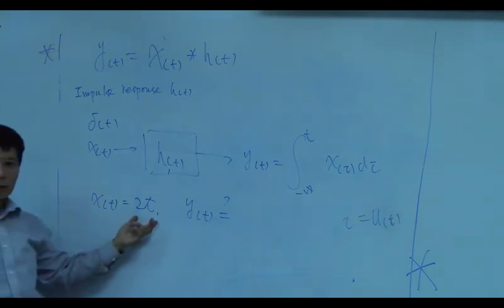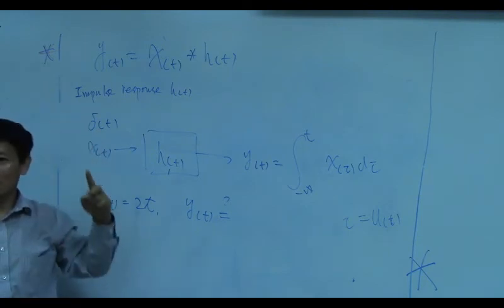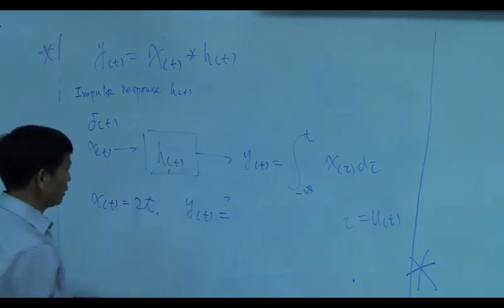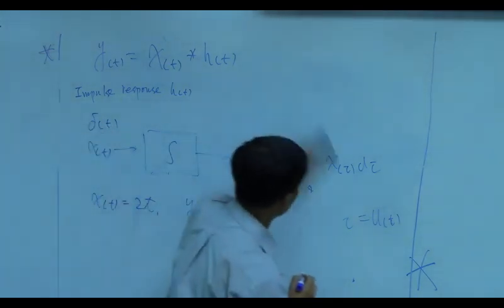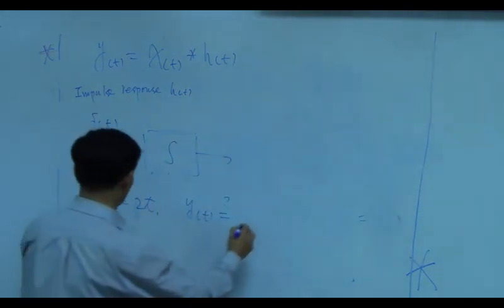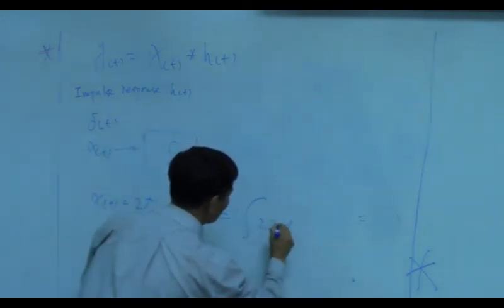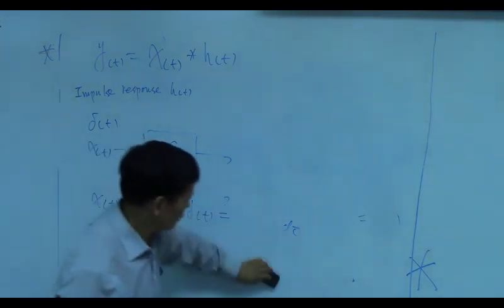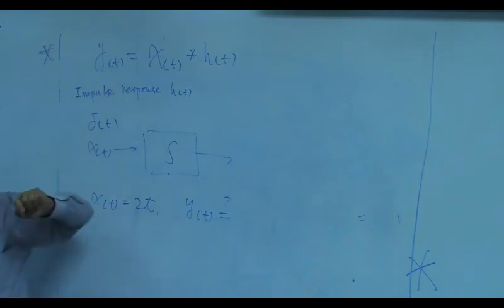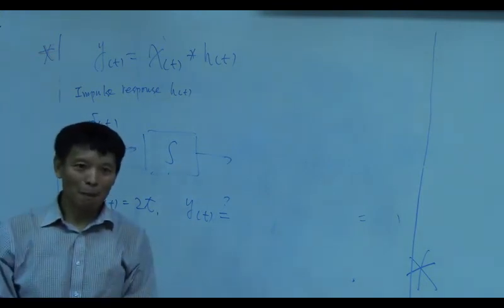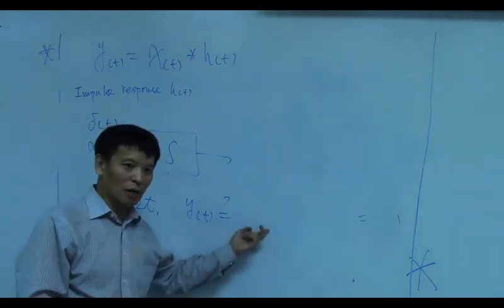So the input is 2t, that is a unit ramp, right? What is the output? I said this one here is just the integrator, right? Sure, you could do the integration of 2 tau d tau, because this is an integrator. But I said don't use this method. Use the one I just told you. If you know this, I give you half point. What should we write after this equal sign?